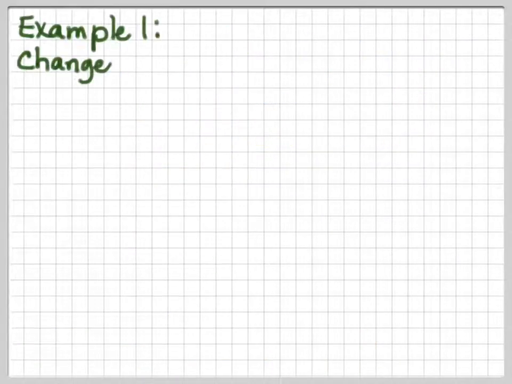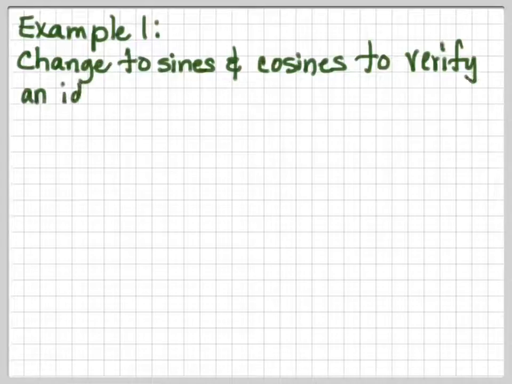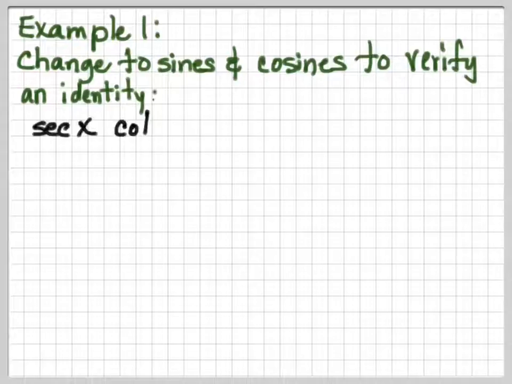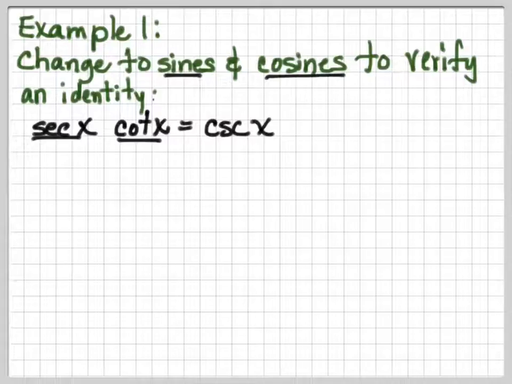Okay, so here's our first example. One of the strategies is to change everything to sines and cosines to verify an identity. So here's an example. If we have secant x times cotangent x equals cosecant x, we want to prove that that's true. The more complicated side of this equation is the secant x and cotangent x, so that's what we're going to work with. We're not going to do anything to the cosecant x. We're going to try to make the left side equal the right side.